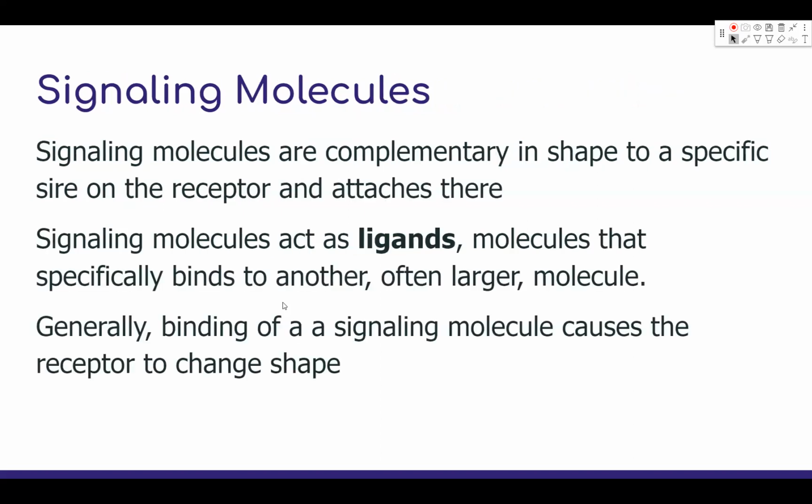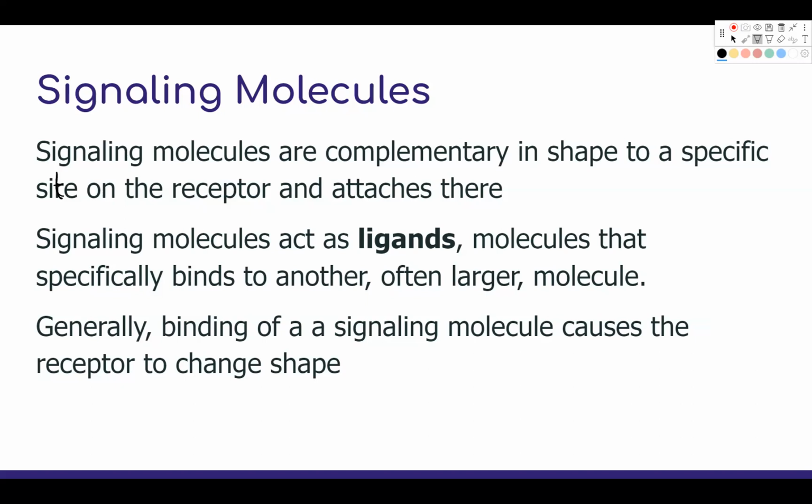Some quick terminology. Signaling molecules are also called ligands. Just like our proteins are very specific in shape, shape determines function. The shape of the signaling molecule has a specific place on the receptor. Site. The ligand attaches at that specific site on the receptor.